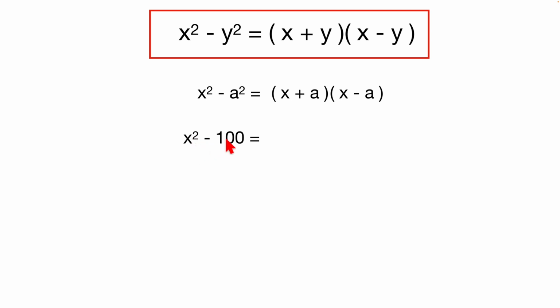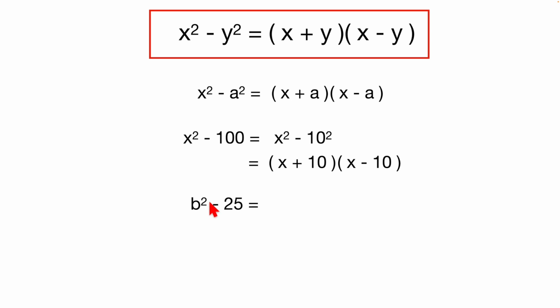x squared minus 100. Well, this sort of sticks out that this is, in fact, 10 squared. So here we have x squared again, and now y is replaced by 10. So we have x plus 10 times x minus 10. b squared minus 25. Again, 25 is 5 squared, so b squared minus 5 squared. So now x is replaced by b, y is replaced by 5. So we'll have b plus 5, b minus 5.